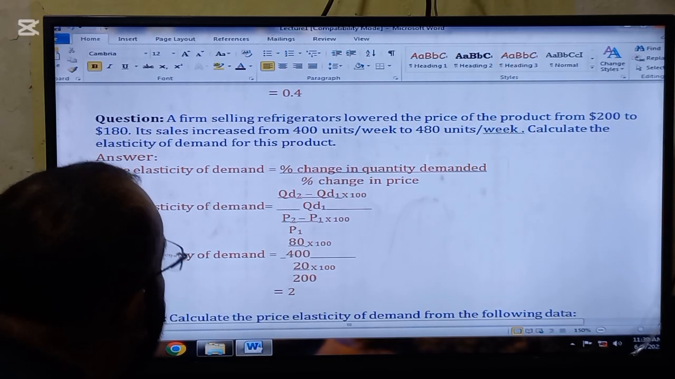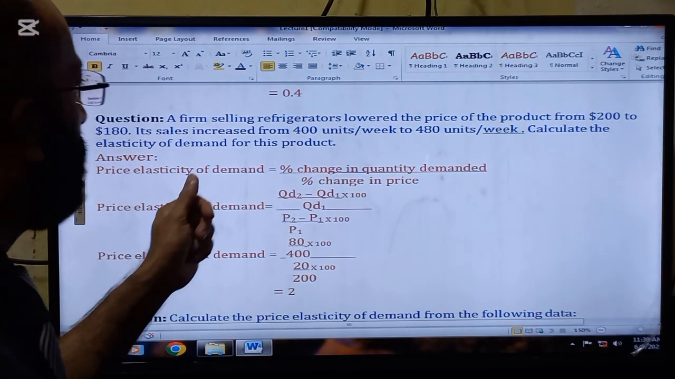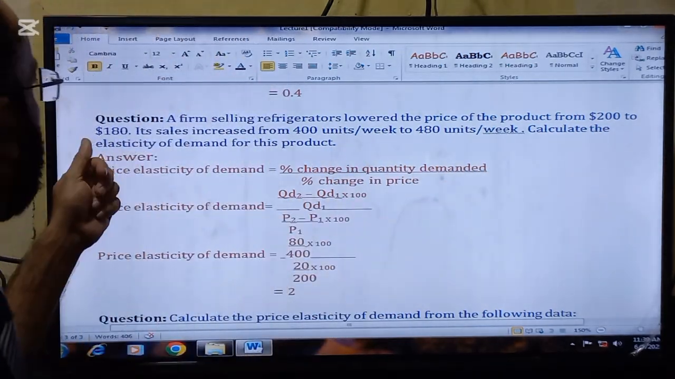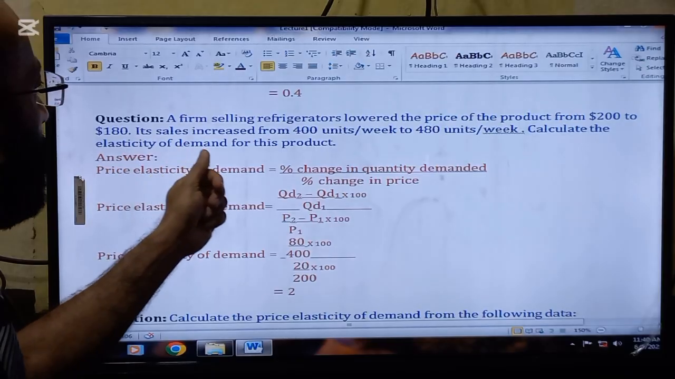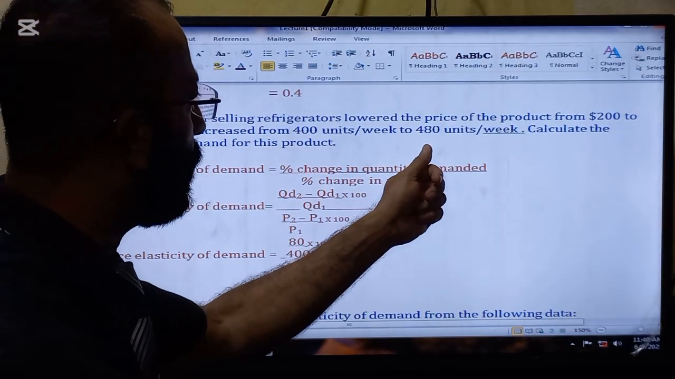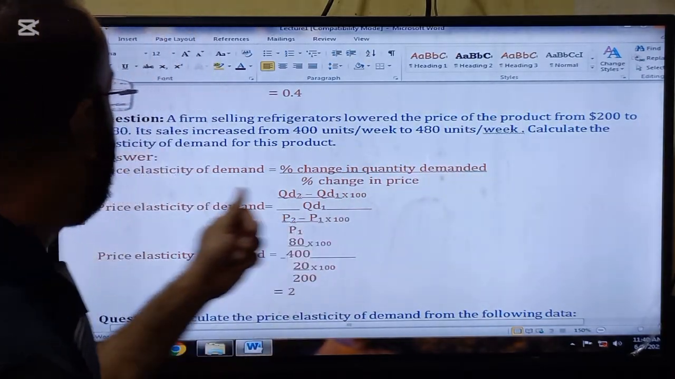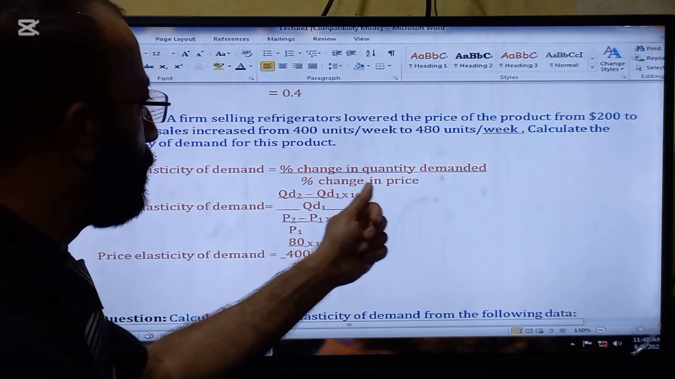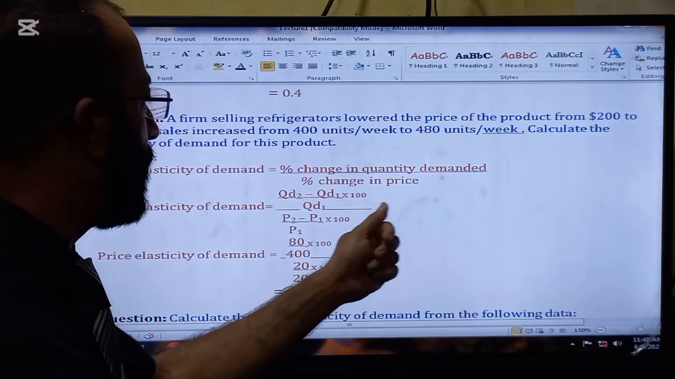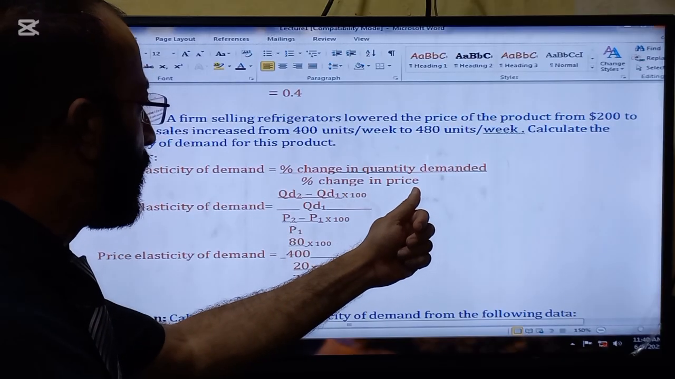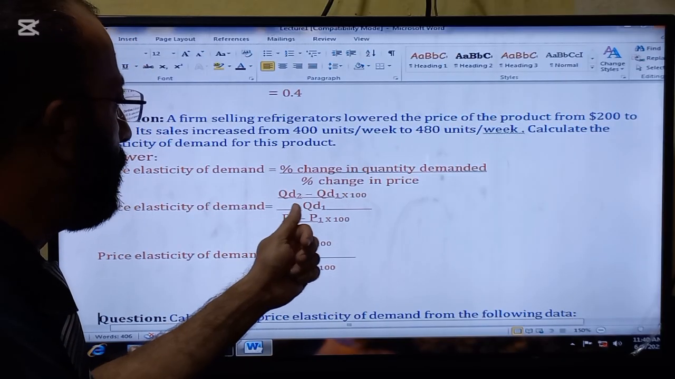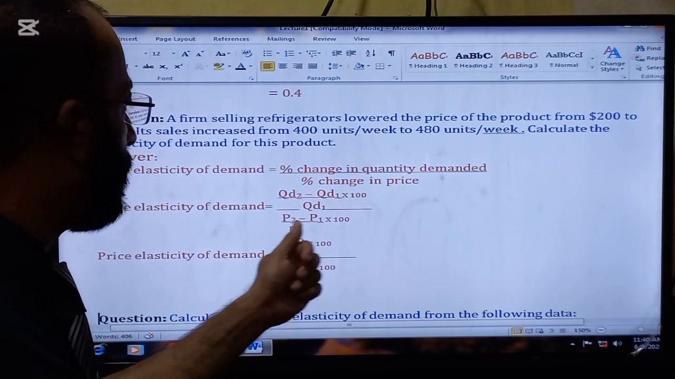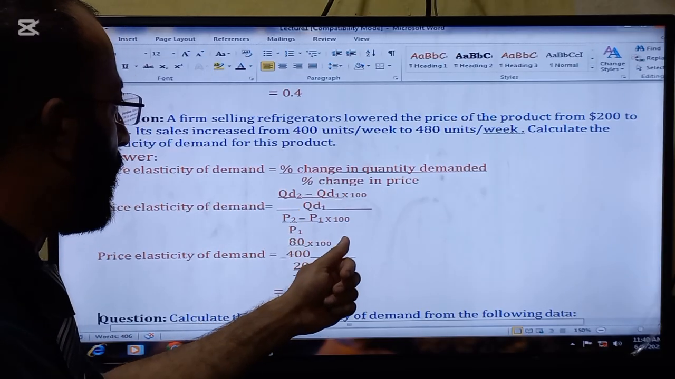And another question is here. A firm selling refrigerators lowered the price of the product from $200 to $180. Its sales increased from 400 to 480 units per week. Calculate the elasticity of demand. Again, the same formula will be used: percentage change in quantity demanded over percentage change in price. The formula for percentage change in quantity demanded is QD2 minus QD1 over QD1 multiplied by 100. The percentage change in price formula is P2 minus P1 over P1 multiplied by 100.